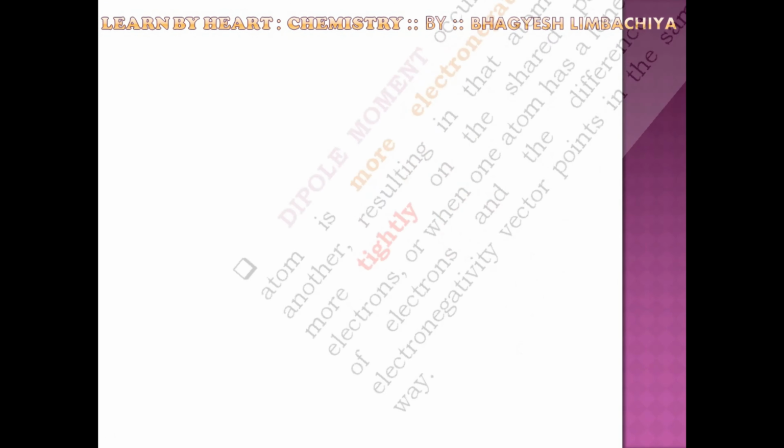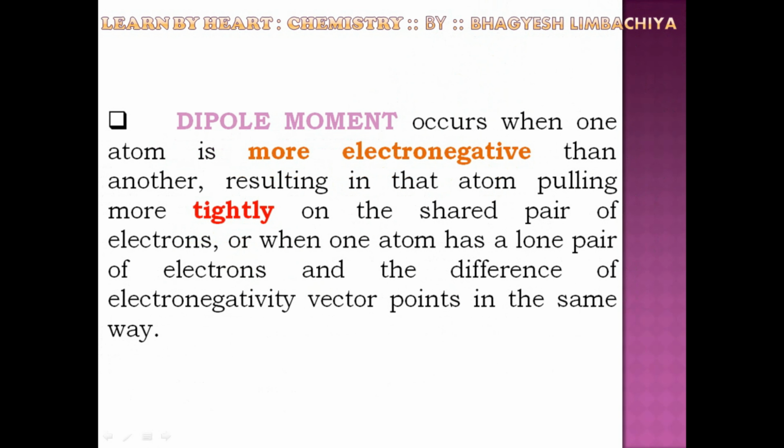Hello students, now we are learning today about the dipole moment. See, dipole moment occurs when one atom is more electronegative than the other, resulting in that atom pulling more tightly on the shared pair of the electrons, or when one atom has a lone pair of electrons and the difference of the electronegativity vector points in the same way.